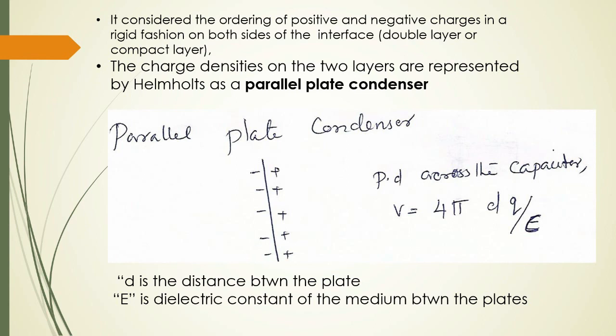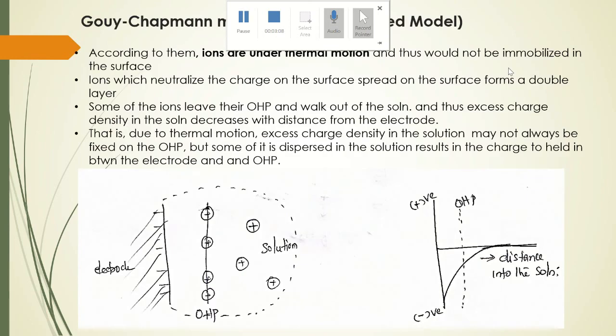Anyway, a comparison of the theoretical predictions and experimental observations reveals that this Helmholtz model does not satisfactorily explain the structure of a double layer. That is, the electrified interface doesn't behave like a simple parallel plate condenser. Another one is the Gouy-Chapman model or diffused charge model.